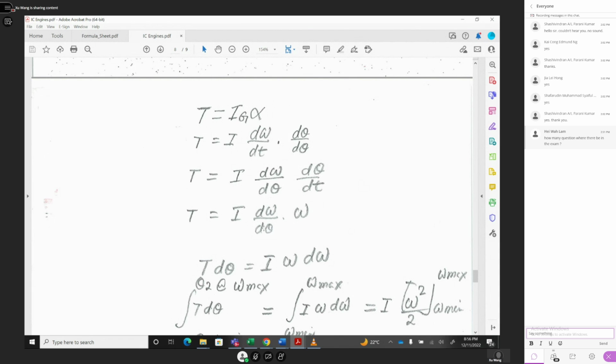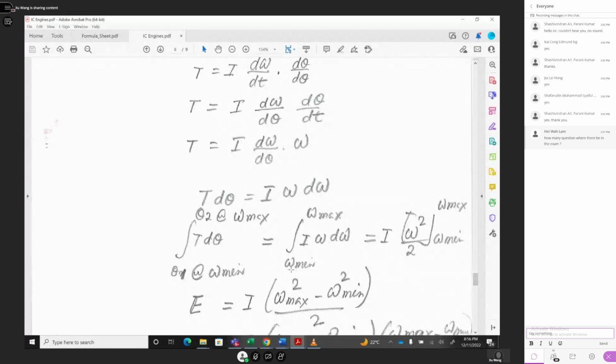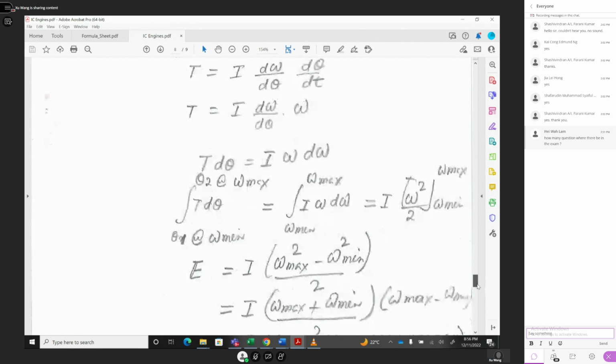And this one, d theta, integration over one period equals energy, right? Output energy or work should be equal to the integration of I omega d omega, from minimum to maximum. So there should be the integration, half I omega squared, equal to omega maximum squared minus minimum squared, from minimum to maximum.